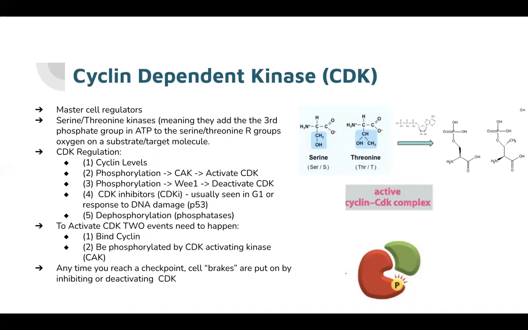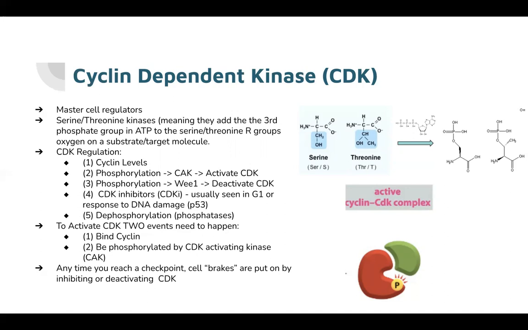CDK can be regulated in a couple of different ways. It can be regulated with cyclin levels. It can be regulated through phosphorylation, through CDK activating kinase or WEE1. It can be regulated through CDK inhibitors, and we usually see these in G1, where they respond to DNA damage. We learned about P53, a transcription factor that codes for a CDK inhibitor. And we also have dephosphorylation by phosphatases.